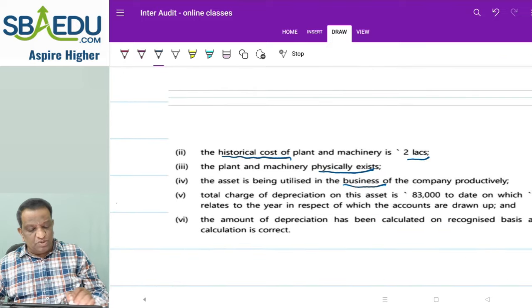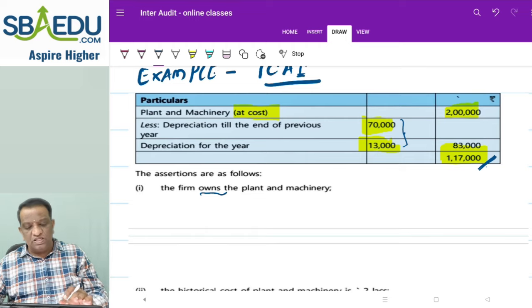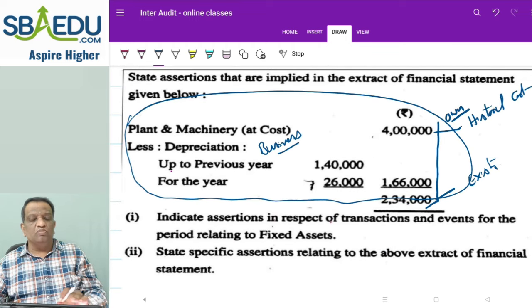And then the total charge of depreciation from valuation till date is so much, and for the current year so much, and it has been calculated in a proper manner. So that is how we have to write four or five statements like this, depending on the number of marks. What did you understand? The representations, what the management is trying to pass on.